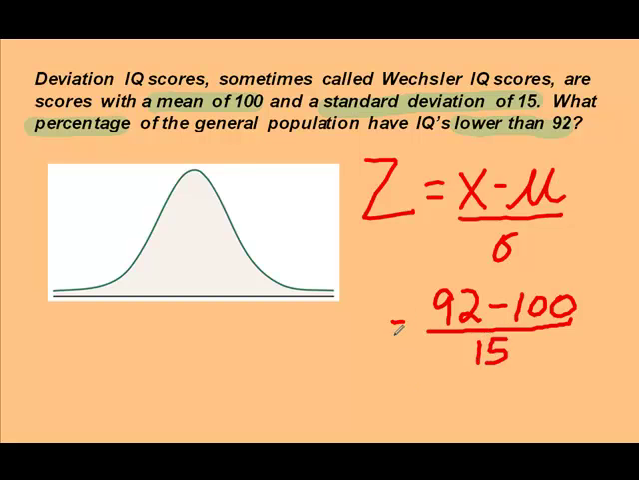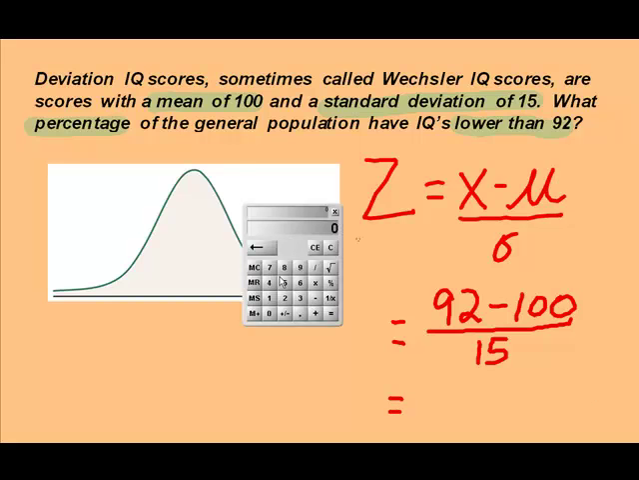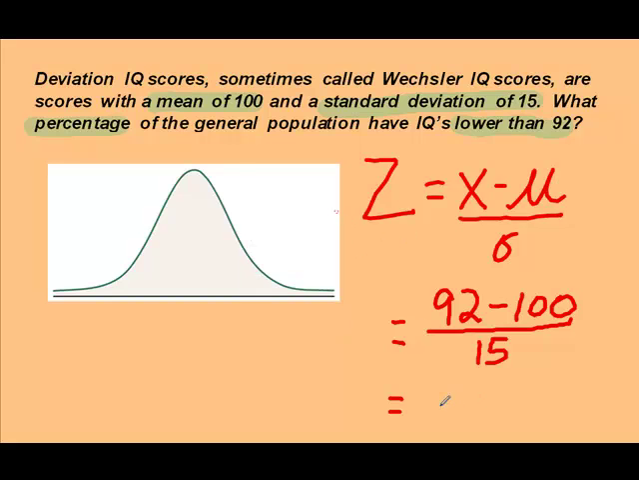So pull out your trusty calculators. There's mine. 92 minus 100 equals negative 8 on the top, divided by 15 on the bottom. Ooh, it's a decimal! Don't panic. Negative 0.53. Remember, we only get 2 decimal places in a z-score. Negative 0.53. What does that look like?